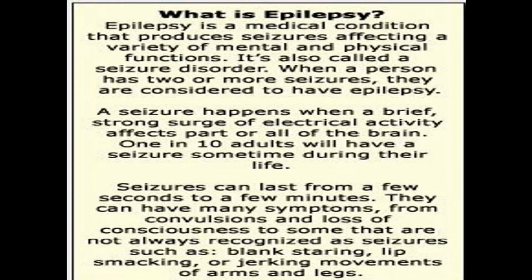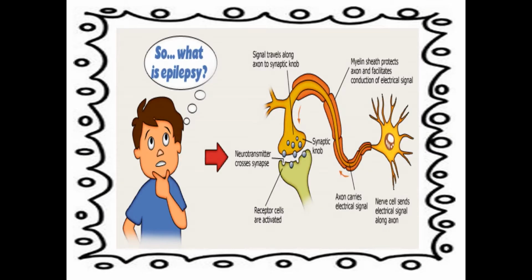They can have many symptoms, from convulsions and loss of consciousness to some that are not always recognized as seizures, such as blank staring, lip smacking, or jerking movements of the arms or legs. This is actually what's going on with your neurons during the epileptic situation.